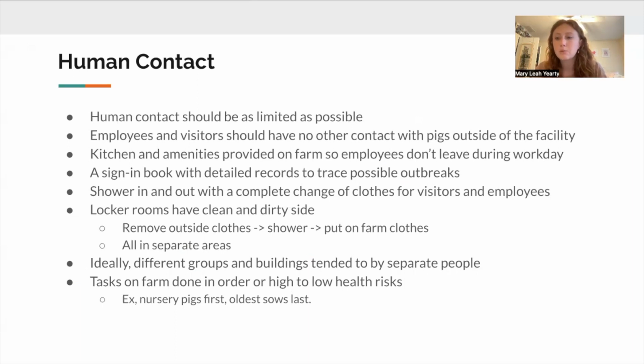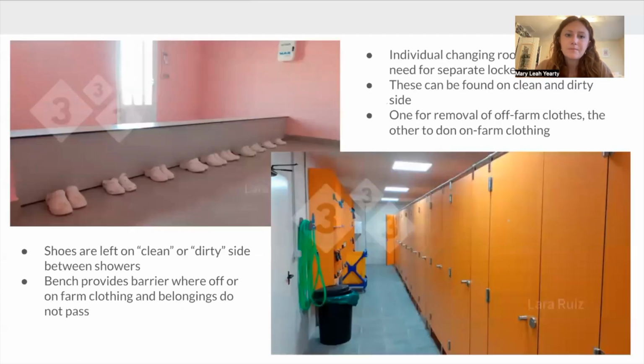Ideally, different groups in buildings should be tended to by separate people. As for example, someone may do the nursery pigs, someone else may do the oldest sows. If that's not possible, do these from high to low health risk. So again, you're going to do the nursery pigs first and the oldest sows last because the older pigs are going to have a higher pathogen load, even if they're healthy, and we don't want to contaminate that down to the susceptible ones. So as you can see here, this bench provides a barrier.